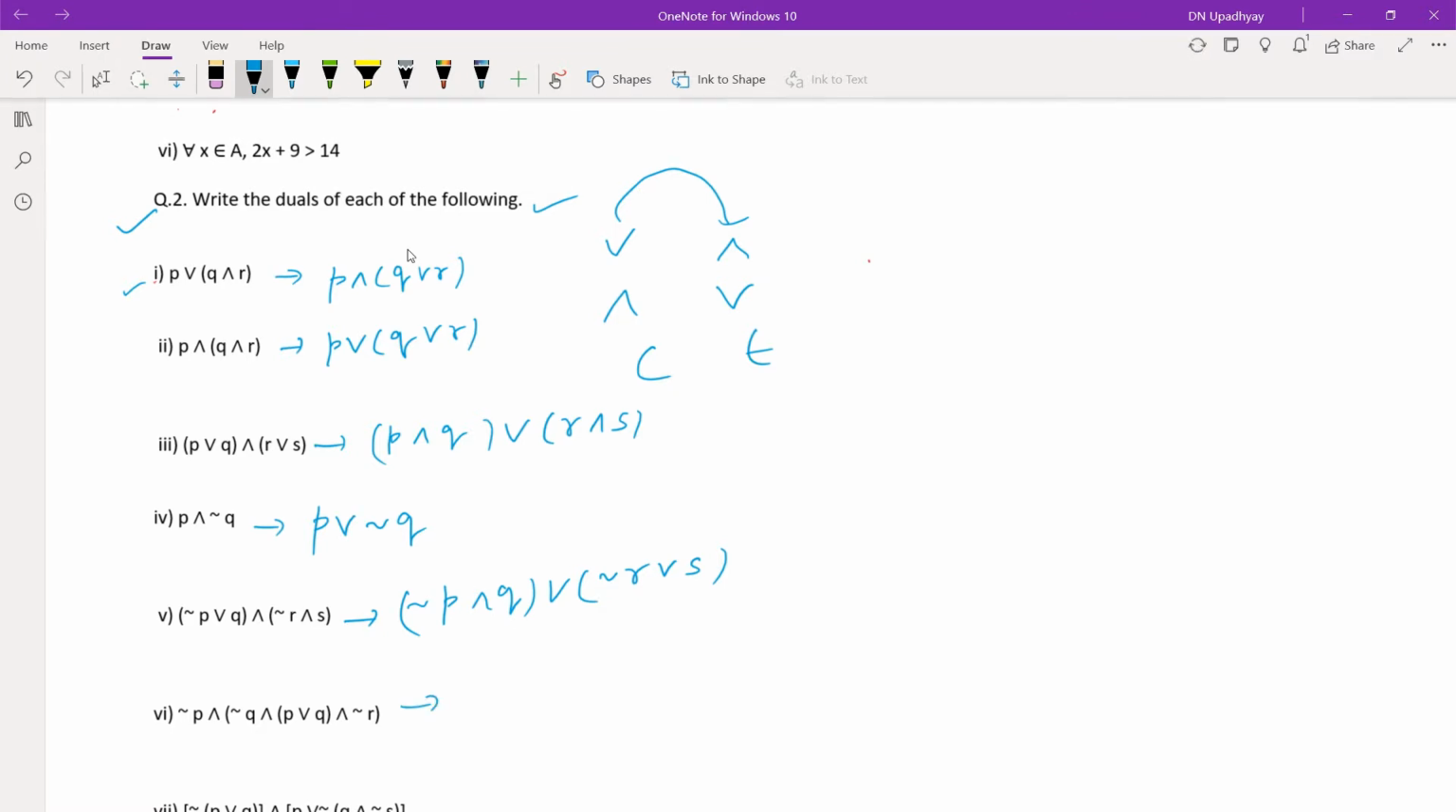For this question we can write negation P, and negation Q, and P and Q, or negation R. Negation P we write as negation P, and then we change the or to and with negation Q, then or P and Q, and at last or negation R.